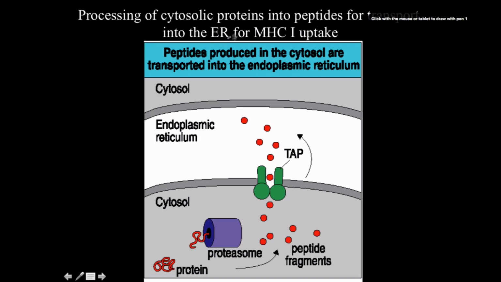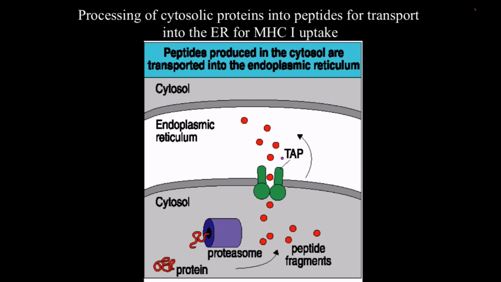Okay, so processing of cytosolic proteins into the peptides for transport into the ER for MHC 1. So we've broken down the peptides. Now how do we get them into the endoplasmic reticulum so that they can be associated with MHC class 1? The way that we do this is through the use of an enzyme known as TAP, and this is an active transport enzyme. So we're hydrolyzing ATP, we're using ATP. This must be an important process if we're going to waste precious ATP.